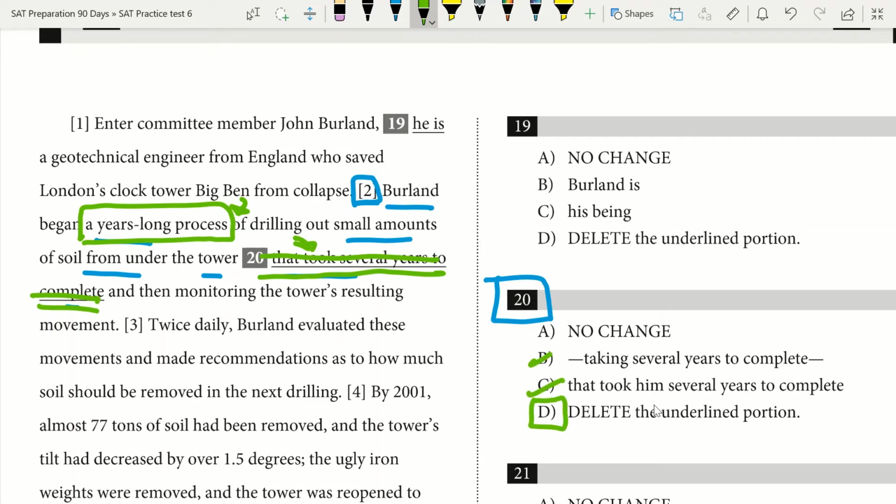Okay, so that's really a big idea and a big theme with the SAT writing and language section. It's being able to identify repetition and identify redundancy and then remove that repetition and redundancy. So if you can do that, that will significantly help you on the SAT writing section, in my opinion. So be sure to watch out for that.